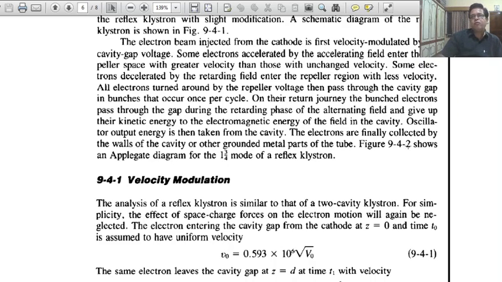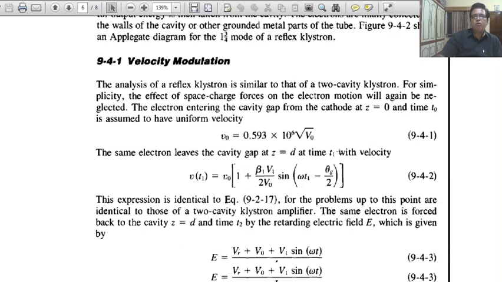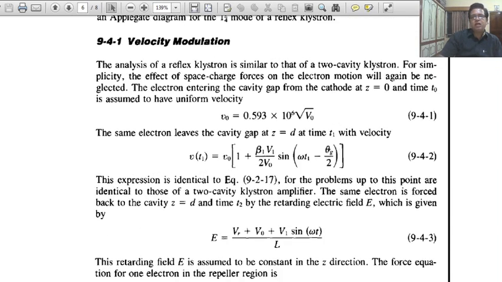Figure 9.42 shows the applegate diagram for the 1 3/4 mode. The mode can be n plus 3/4. Now, the main aim of this article is to understand the velocity modulation in the reflex klystron. The analysis of the reflex klystron is similar to the two cavity klystron.